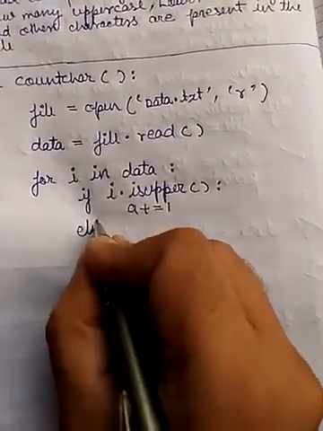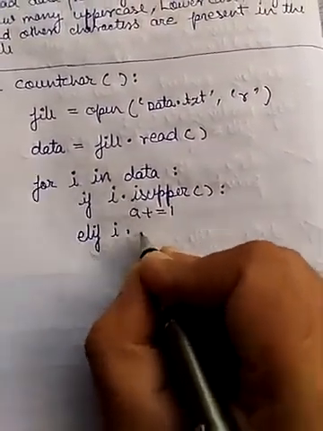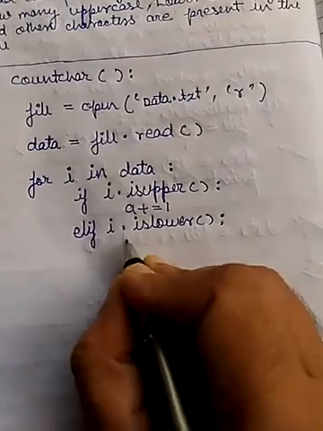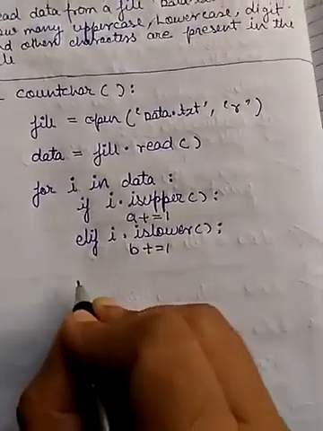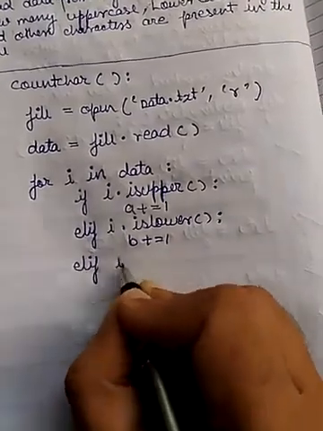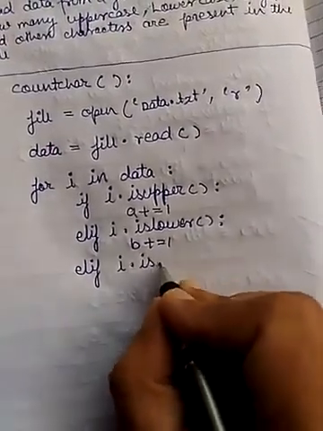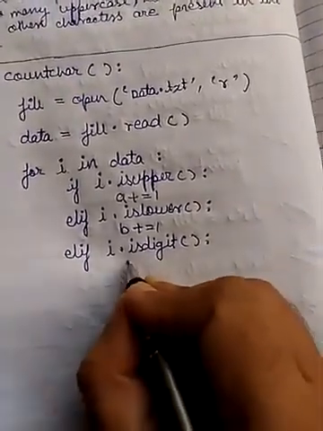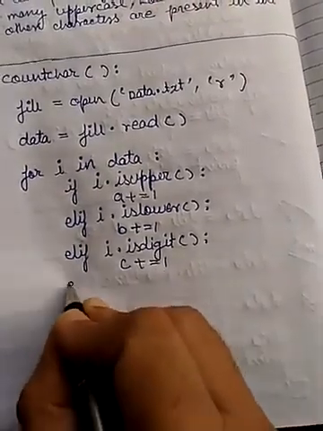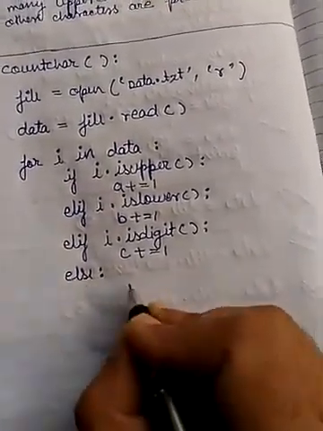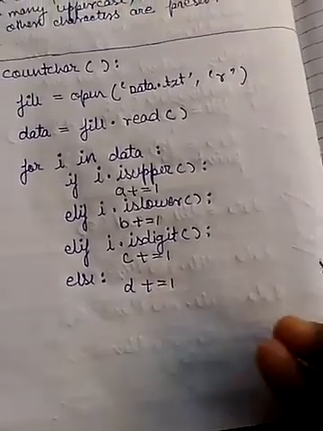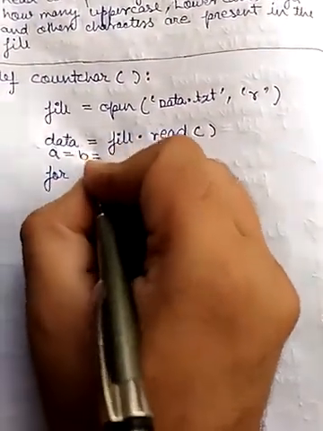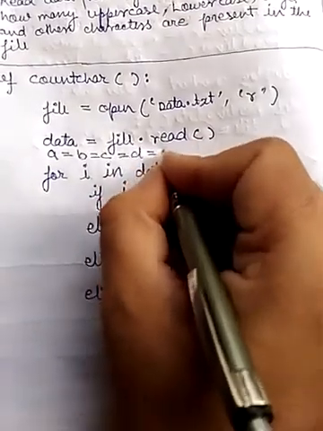Elif i dot islower, second counter b plus equal to 1. Elif i dot isdigit, then the third counter c plus equal to 1. Else it is for other characters. Let us say d plus equal to 1. Initial value of the counter should be 0. So a equal to b equal to c equal to d equal to 0.